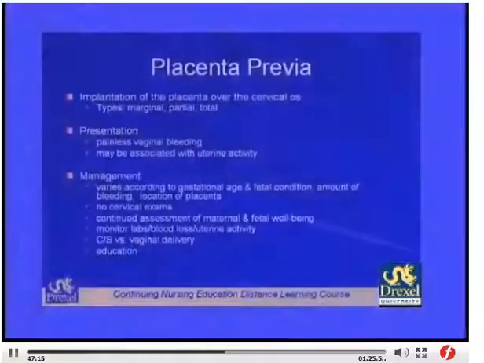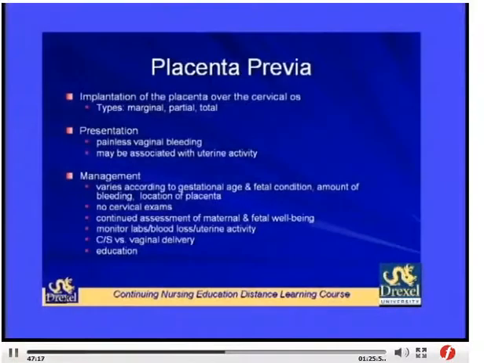The next topic is placenta previa. This is the implantation of the placenta over the cervical os. There are 3 types: marginal, partial, and total. The presentation is usually painless vaginal bleeding. However, it can be associated with some uterine contractions, so that's important to know.